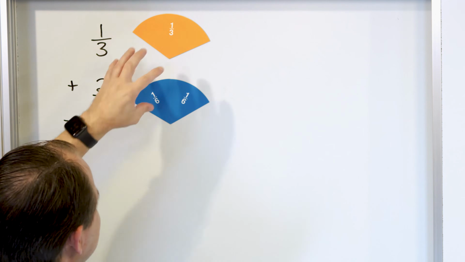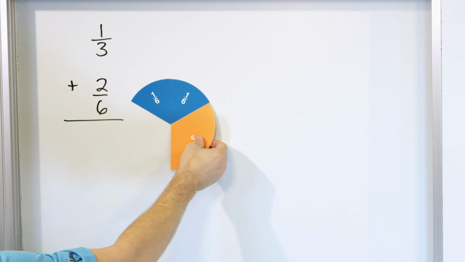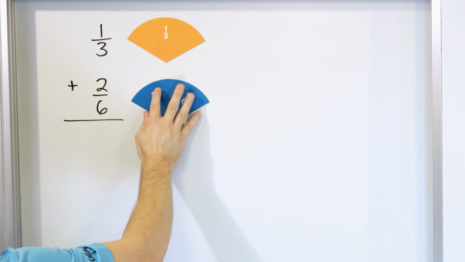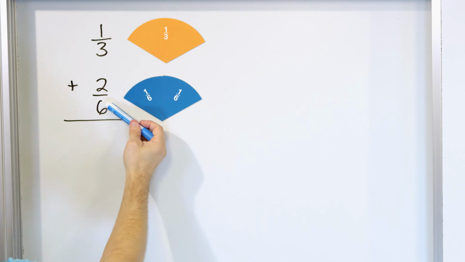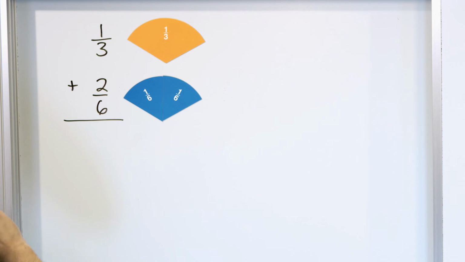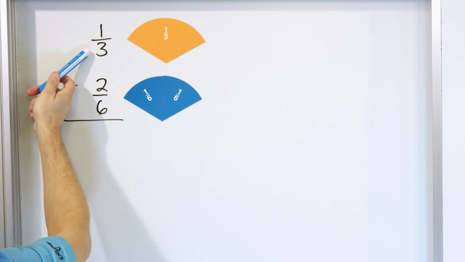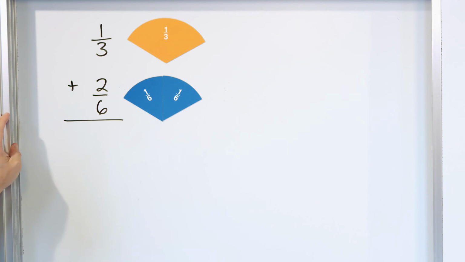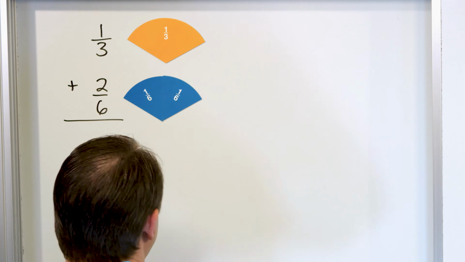So even though these look different, they actually represent the same amount of material. So of course, if we add them together, it's going to look something like this. Before we go any farther, let's put these here and ask, how will we add these? We see we have a 6 on the bottom and a 3 on the bottom. So if we multiply this by 2, then we're going to have a 6 on the bottom and a 6 on the bottom. That's what we need to add these together.